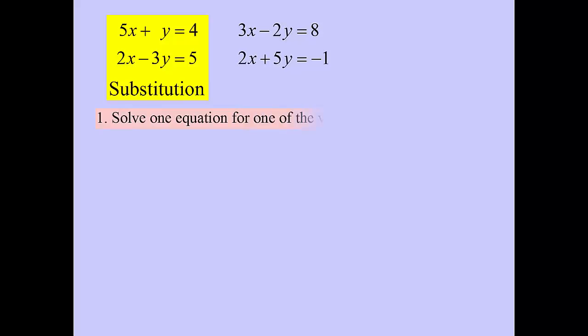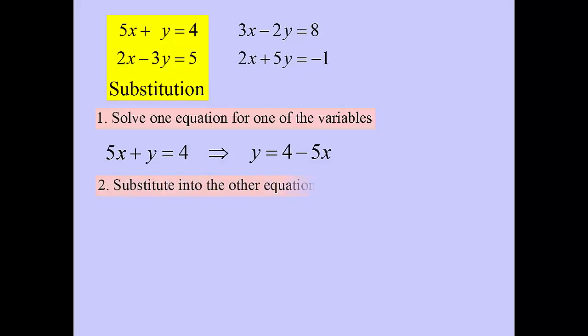Number one, you want to take one of the equations and solve for either of the variables. If we take the top equation, that's pretty easy to solve for the y. Just subtract 5x from both sides. Then we want to take the other equation, and in place of the y, we want to put what we just found. That is the 4 minus 5x.